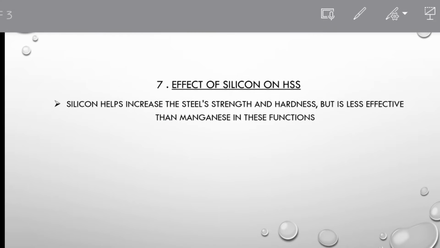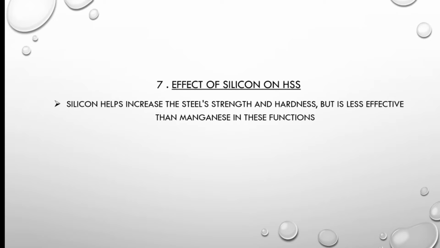The seventh one is the effect of silicon on HSS. Silicon helps increase the steel strength and hardness, but it is less effective than manganese in these functions. So I am stopping my part.